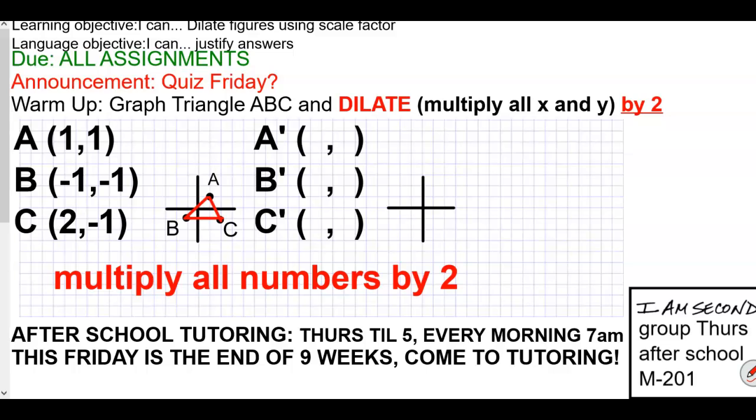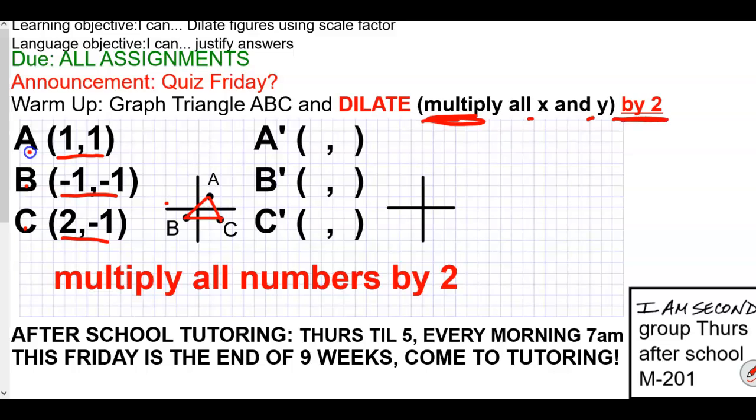So I wanted you to, on your special warm-up sheet with grid paper on it, you're able to plot points on here, right? The grid. Okay. I wanted you to make a little cross like this, and then graph 1, 1, negative 1, negative 1, 2, negative 1. You should get this little triangle ABC, and then I wanted you to do what? Dilate, which means multiply all those x's and y's by 2.